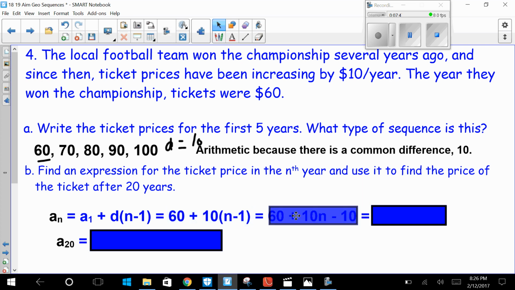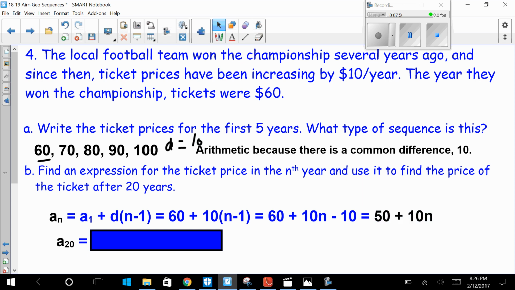And if we simplify it, distribute the 10, get 10n minus 10 and combine like terms. 60 minus 10 would be 50. So our formula is 50 plus 10n. Okay. N represents the number of years here. So after 20 years, if I replace n with 20, I get $250. Okay, so this was an example of an arithmetic situation, arithmetic sequence that yields a linear equation.